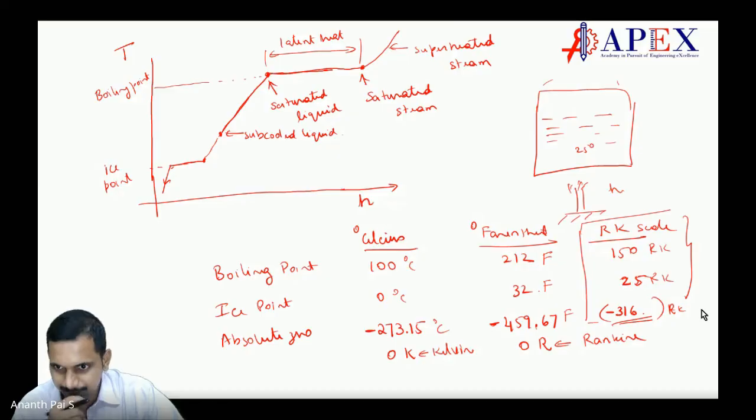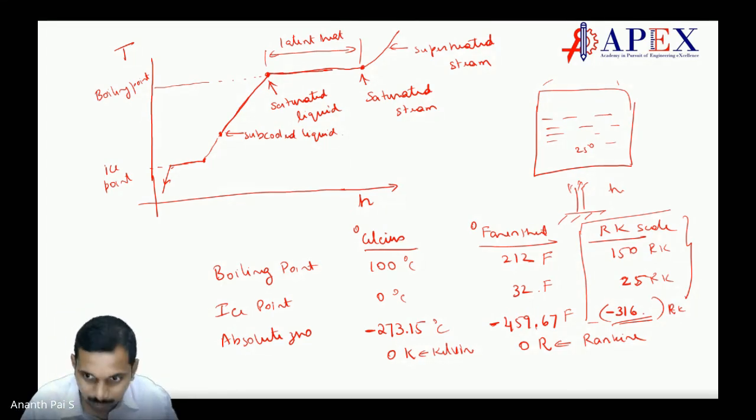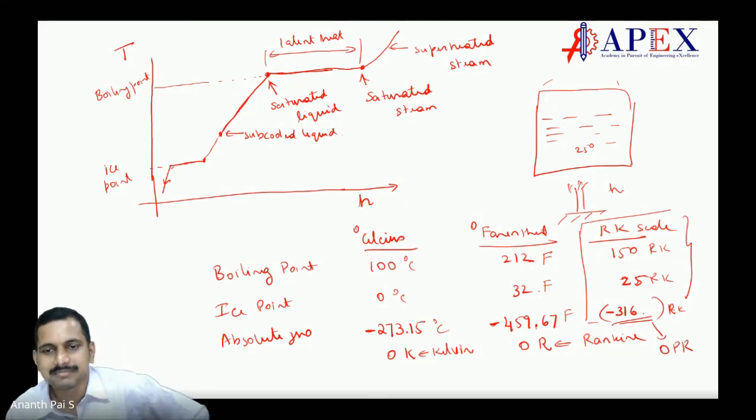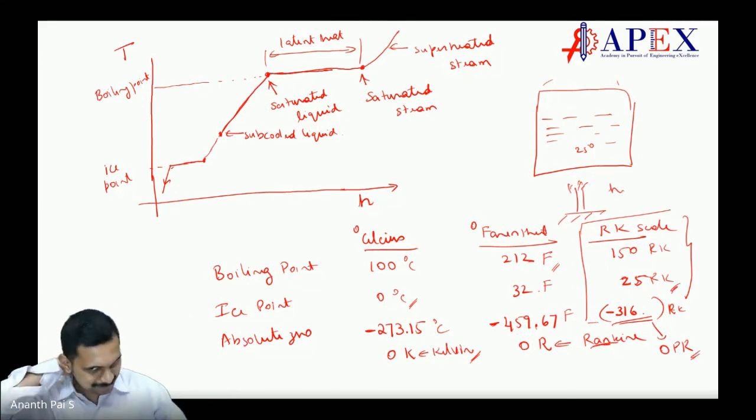Make sense? Yes, sir. It's equal to 0 Kelvin and 0 Rankine also. The unit here is 0 Rankine, 0 Kelvin, and here we will use some other notation, PR. Just like here we use Fahrenheit, here we use Rankine. Here degree centigrade, Kelvin. So here it is RK, here it's PR. Okay. Make sense?